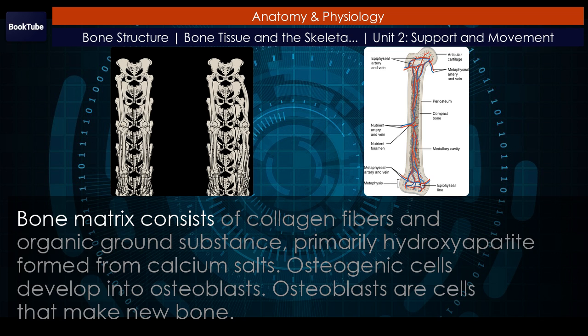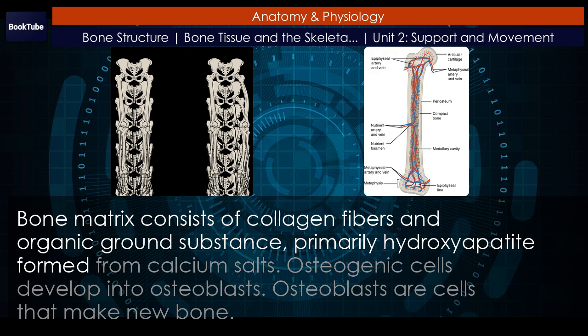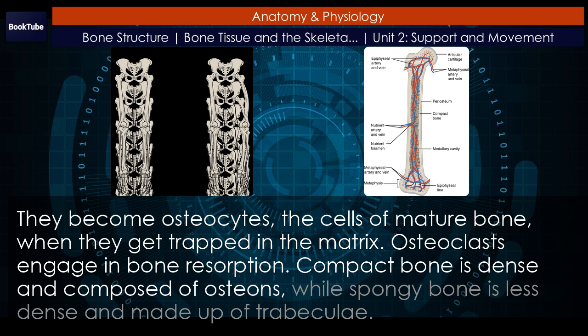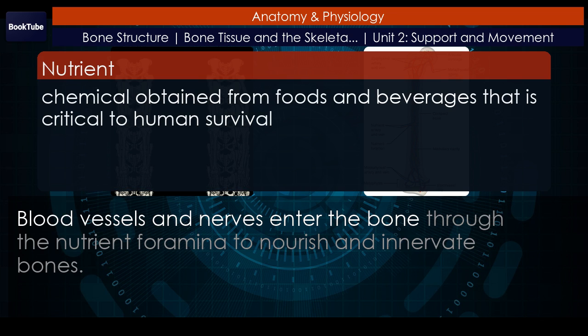Bone matrix consists of collagen fibers and organic ground substance, primarily hydroxyapatite formed from calcium salts. Osteogenic cells develop into osteoblasts. Osteoblasts are cells that make new bone. They become osteocytes, the cells of mature bone, when they get trapped in the matrix. Osteoclasts engage in bone resorption. Compact bone is dense and composed of osteons, while spongy bone is less dense and made up of trabeculae. Blood vessels and nerves enter the bone through the nutrient foramina to nourish and innervate bones.